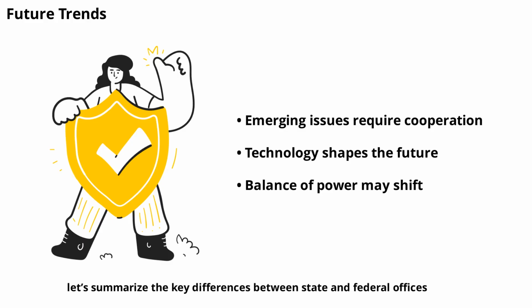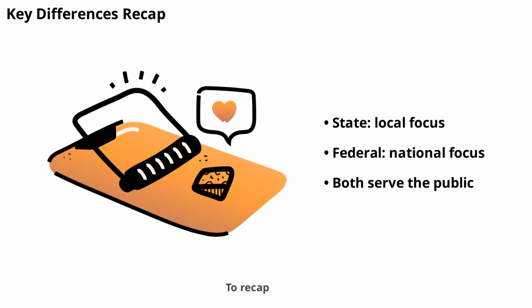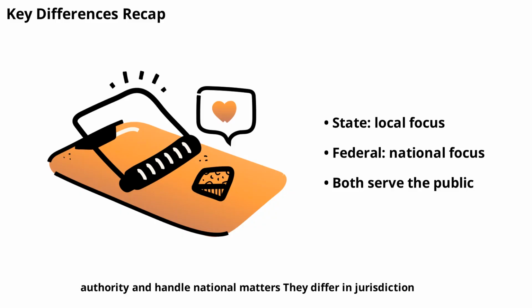Next, let's summarize the key differences between state and federal offices. To recap, state offices operate within one state and focus on local issues, while federal offices have nationwide authority and handle national matters. They differ in jurisdiction, funding, services, and how officials are chosen. Both levels have unique challenges and strengths, but together they form a government that serves all Americans. Understanding these differences helps you navigate government and advocate for your needs.